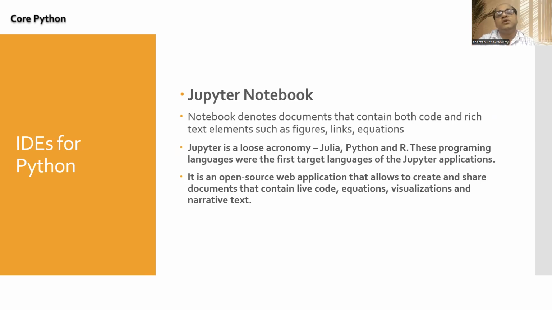Then we have the Jupyter notebook. A Jupyter notebook is a document that contains both code and rich text elements. It has figures, links, and equations. Jupyter is related to Python and R, and it is an open source web application that allows us to create and share documents and provides live code, equations, visualization, and narrative. This is all part and parcel of our Jupyter notebook.